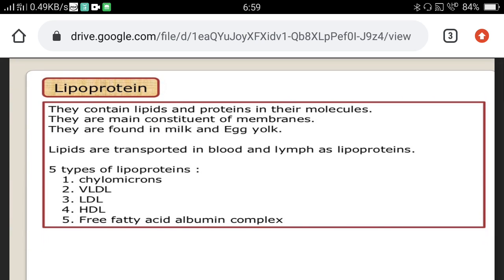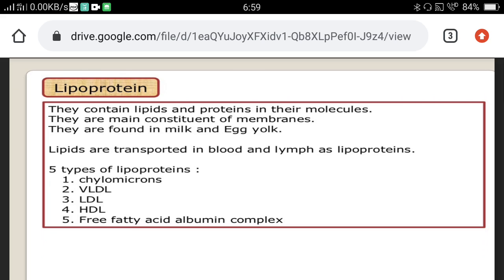Lipoprotein. They contain lipids and proteins in their molecules. They are the main constituent of membrane. They are found in milk and egg yolk. Lipids are transported in blood and lymph as lipoproteins.